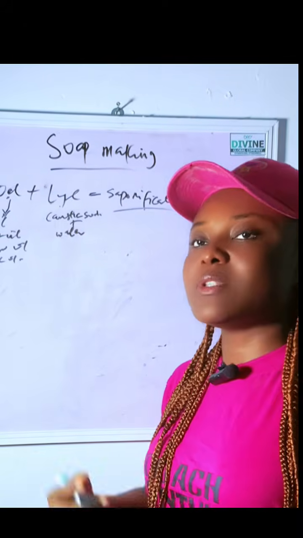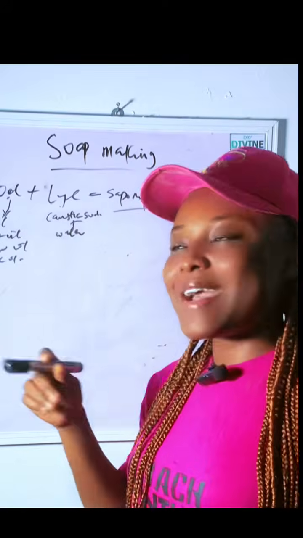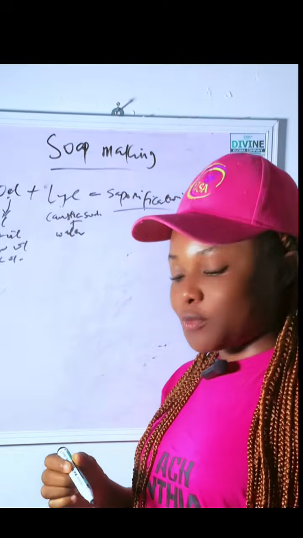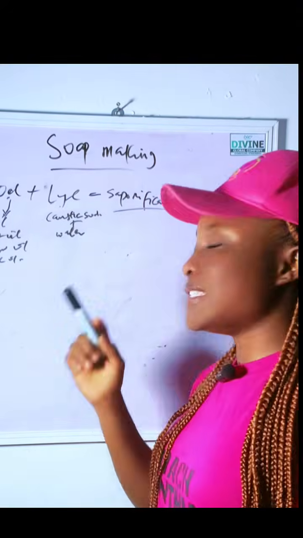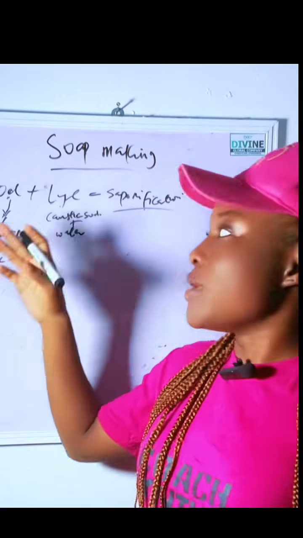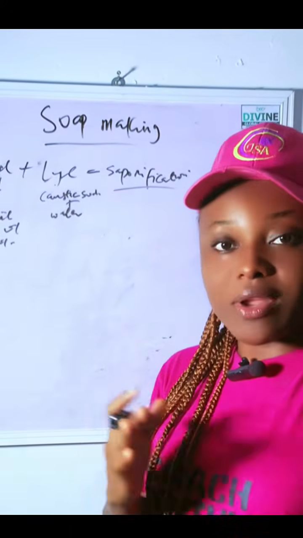Because many people have asked, what is lye? Some people even call it "lie". L-Y-E, lye solution. That's what we call the combination of caustic soda and water. Now we have another type of lye solution, which is potassium hydroxide. When you add potassium hydroxide into water, it is also called lye solution. And it will react the same way.